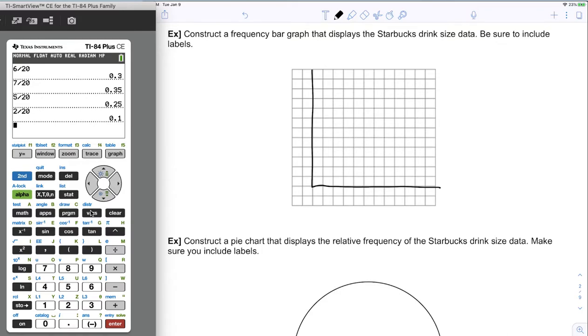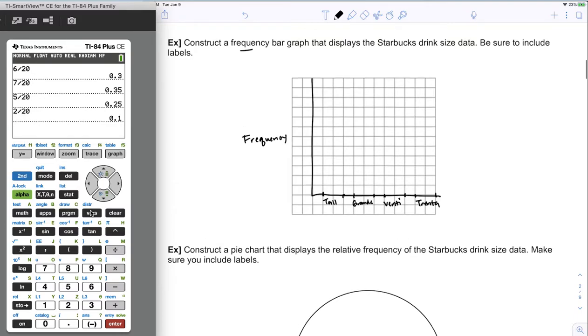So I'll make a bar for tall right here, and a bar for grande, then a bar for venti, and I'm making sure that my bars will all be the same width, and then a bar for Trenta. A bar graph can be used to display either frequency or relative frequency, so just make sure you're looking at the instructions. Here it says frequency, so I'll label the vertical axis with frequency.